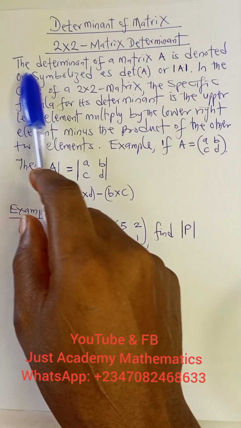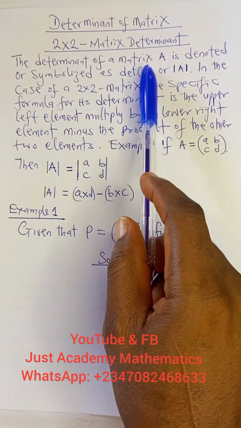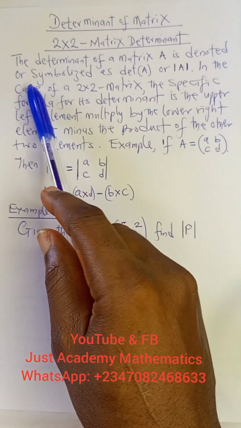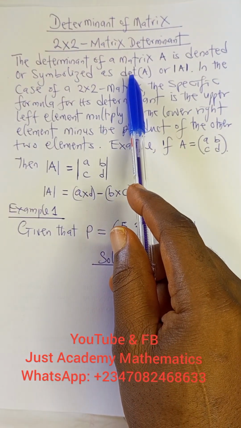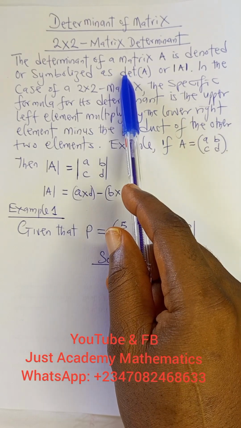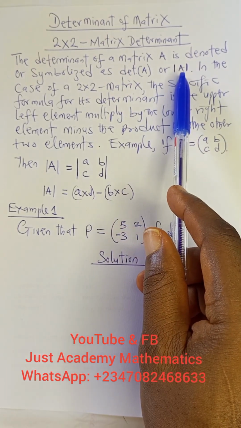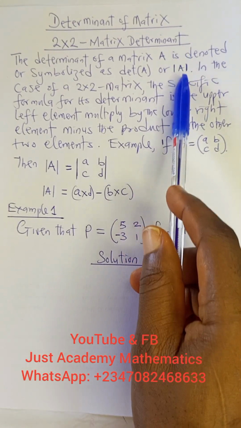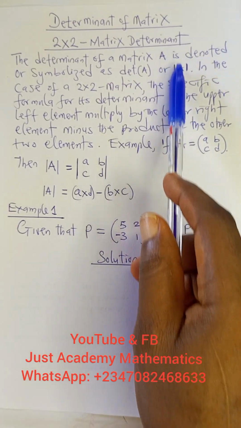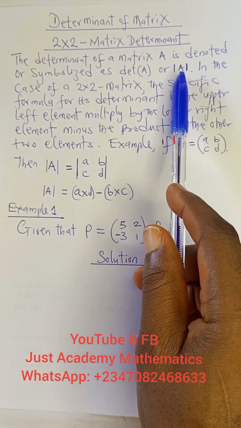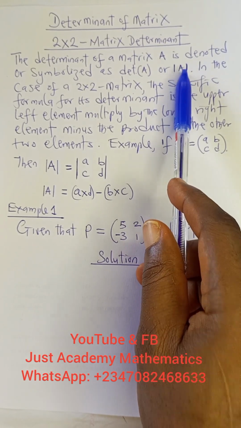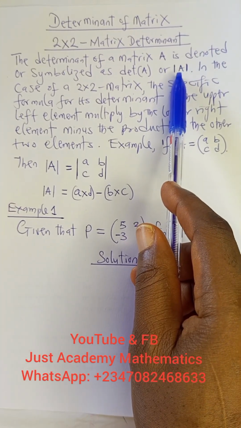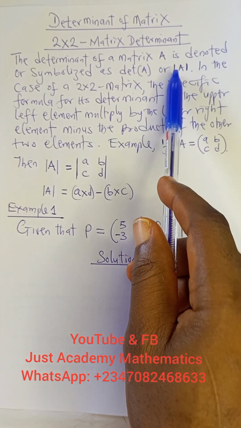So, the determinant of a matrix A is symbolized or denoted as det A, that is determinant of A, or the absolute value of A, the modulus of A. You can see this straight line. This is not a curve. This is a straight line for the absolute value symbol. So this represents the determinant of A. In terms of matrix, it is called determinant of A, but generally, this is the absolute value of A.